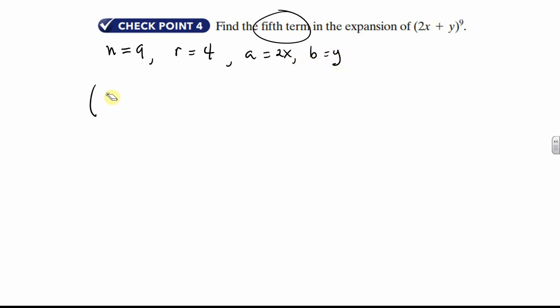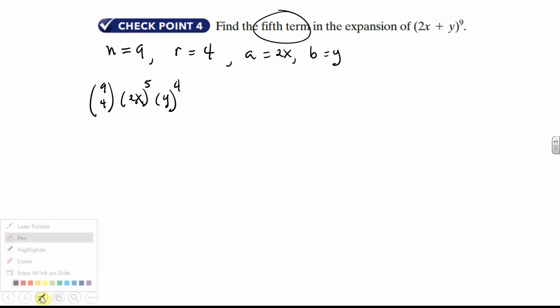So we're looking for 9 things taken 4 at a time, times 2x raised to the 9 minus 4, that's 5, and then this is times y raised to the 4. Here's the interesting thing. The combination of the powers should always equal n. So for each binomial term, if I add the two powers, I should always come up with the number n. So that is 5 plus 4, for each term should give us 9.